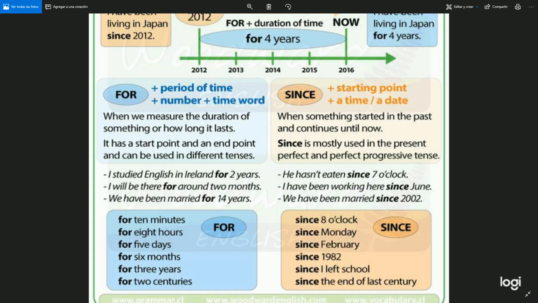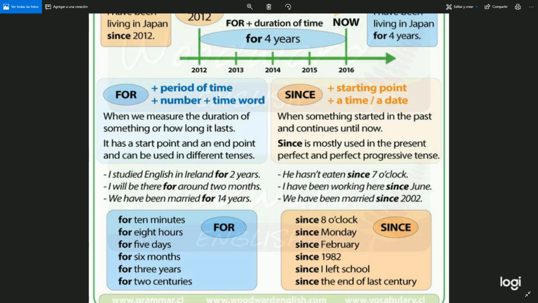For example, I studied English in Ireland for 2 years. So "for 2 years" is a period of time. Obviously, I have a number. The number is 2. And what is the time word? Years. So you're going to have 2 things every time that you say "for".